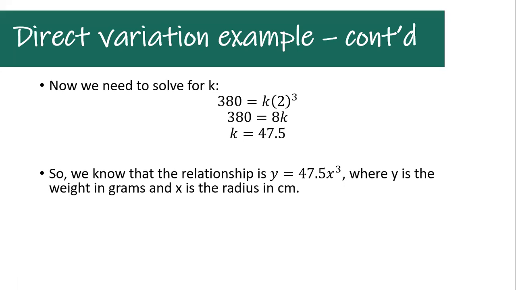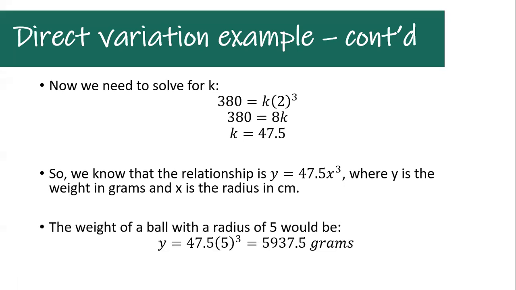So we can finally answer the problem that was posed, which was how much does the ball weigh if the radius is 5? At this point, all we're doing is plugging 5 in for x. We're solving f of x, or f of 5, here. So plugging that in, we see that it's 5937.5 grams. Make sure you can practice this. Make sure that you can replicate this because it does come up on homework and beyond.